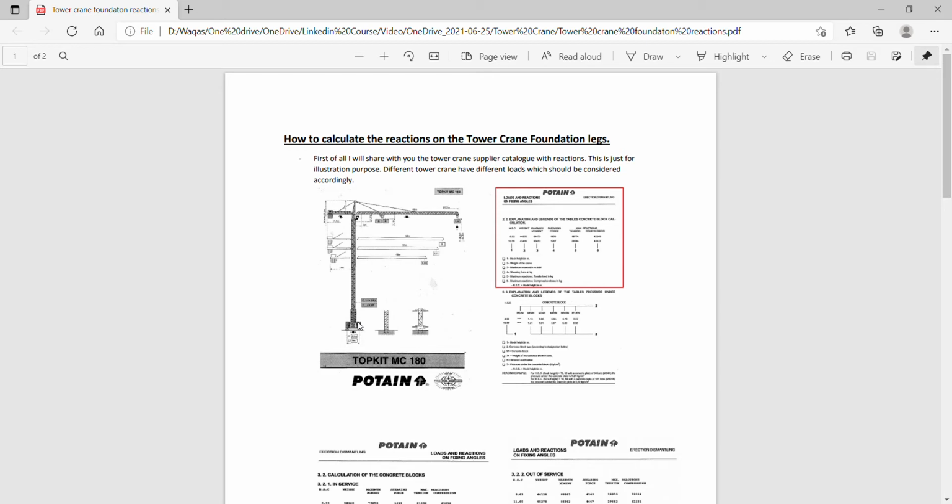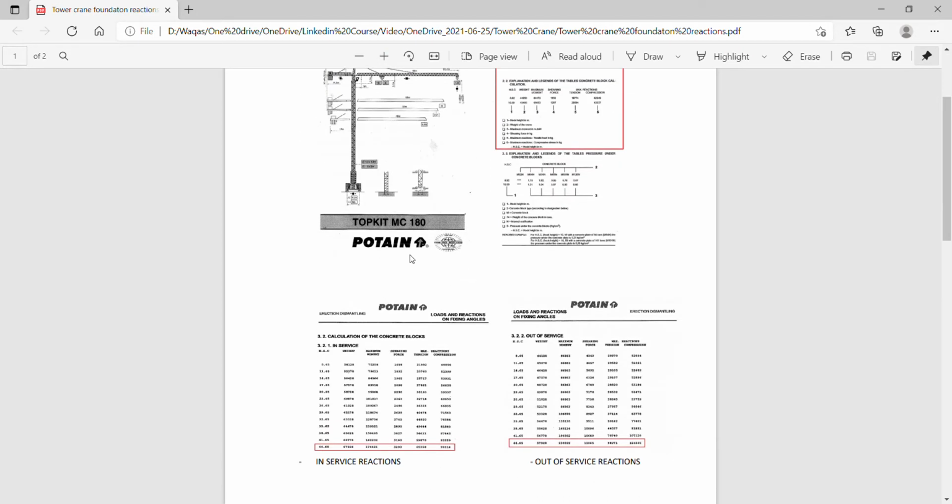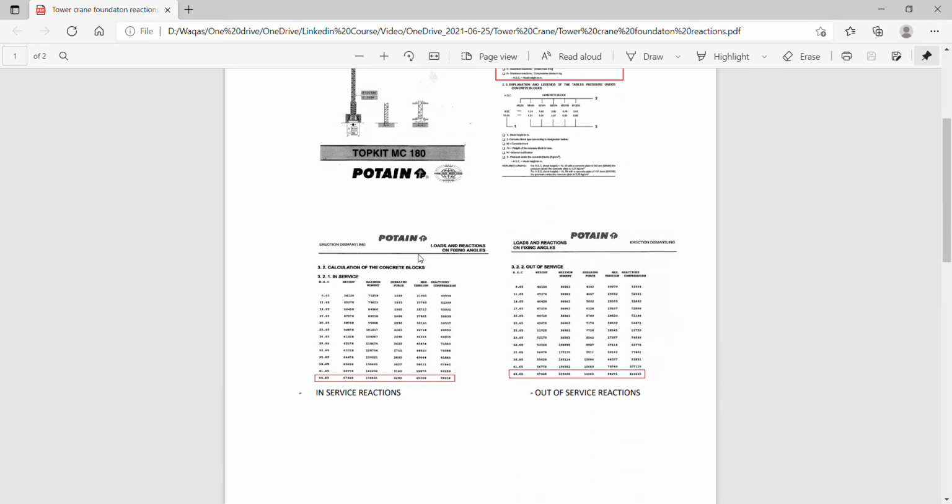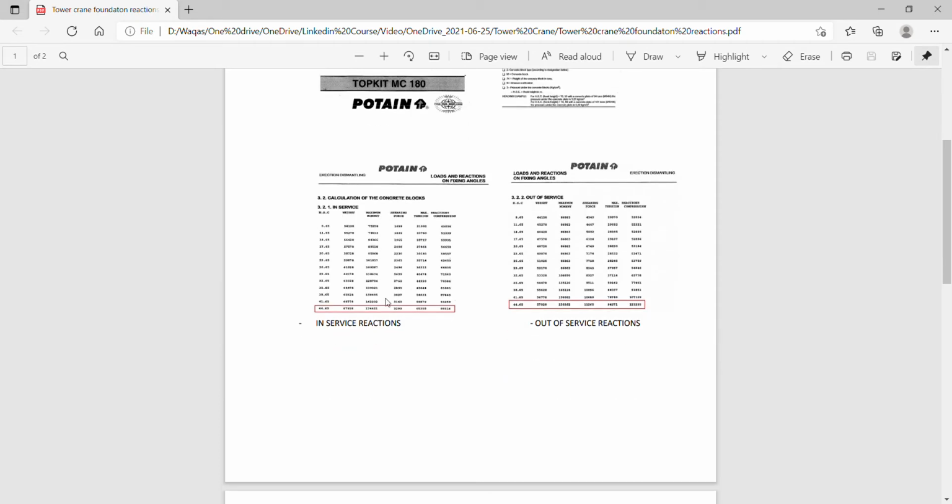So, okay, here are the catalog pictures, and this is only for data. Every supplier has different reactions, so you have to take these values from the actual supplier on that side. So let me start first.